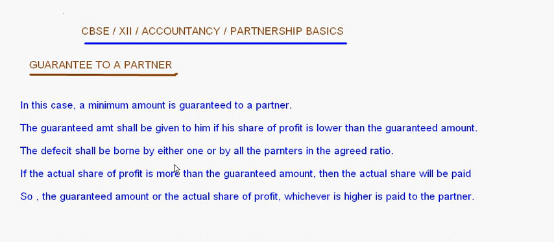Now if the actual share of the profit is more than the guaranteed amount, in that case he will get the actual share of profits. So the guaranteed amount or the actual share of profit, whichever is higher, is paid to the partner. This is what you should remember, right? So if the actual share of profit is less than the guaranteed amount, then the deficit will be borne by the other partners.